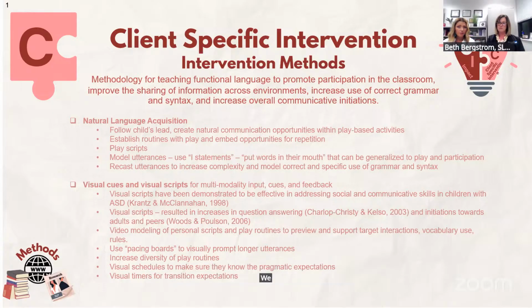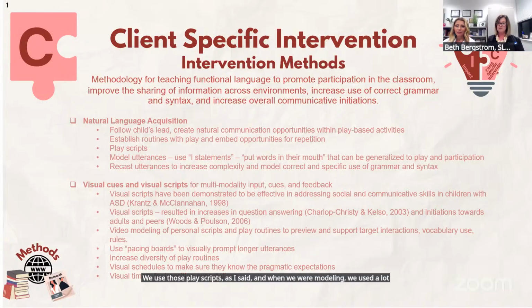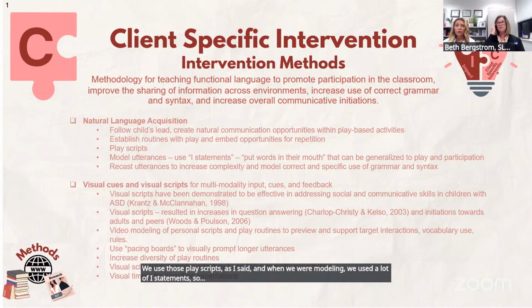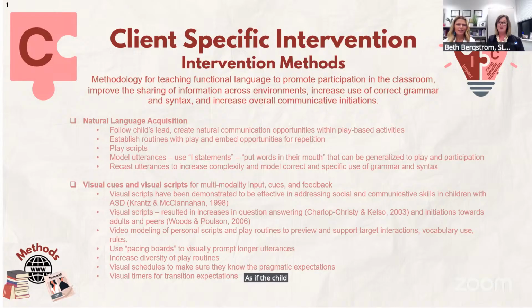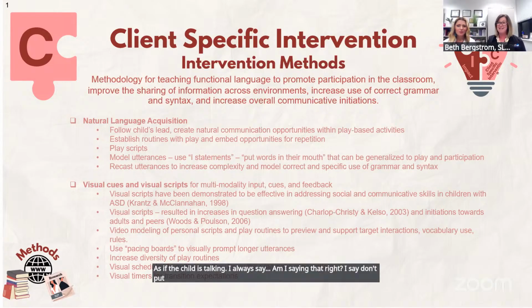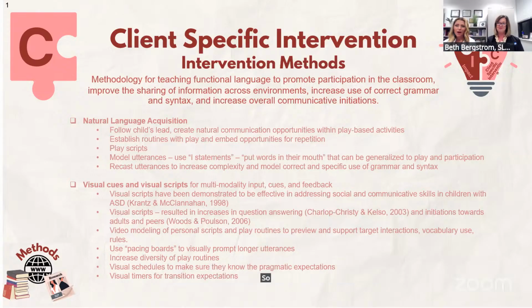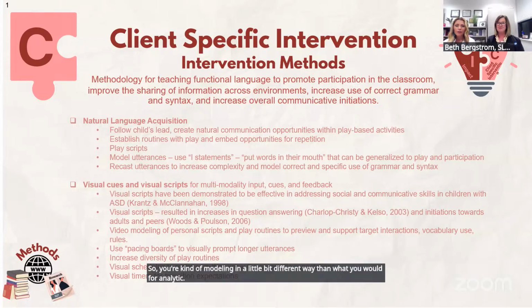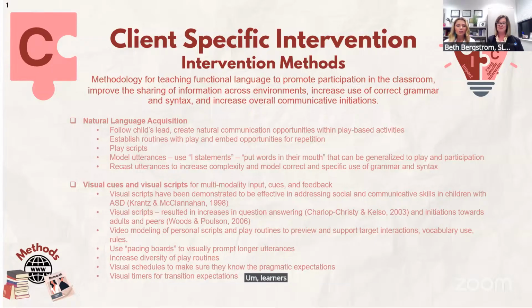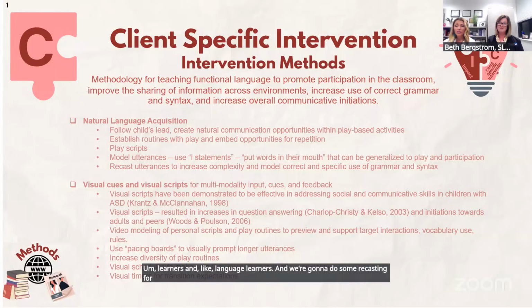We use those play scripts, as I said, and when we were modeling, we used a lot of I statements. So you want to talk as if the child is talking. I'm always saying, put words in their mouth. That's my own quote. So you're modeling in a little bit different way than you would for analytic language learners. And we're going to do some recasting for him because remember, he's at stage 4.